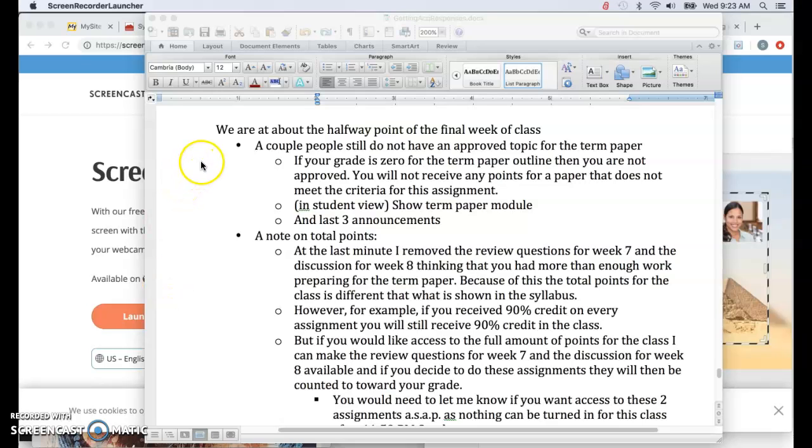The first issue of importance is that we are about halfway through the final week of the class and there are still a couple people that do not have an approved topic for the term paper. So I just want to stress that your grade will be 0 for the term paper if you do not write about what the term paper is supposed to be about, and that is the comparison of two graphic designers from clearly different design movements.